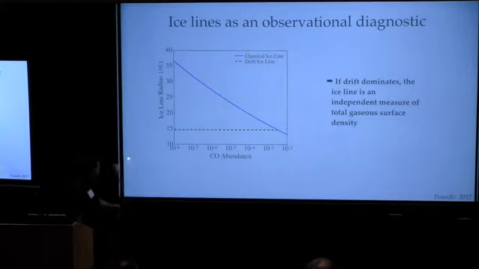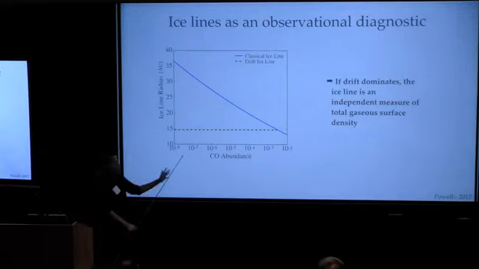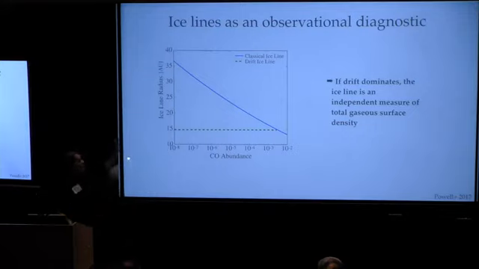What's nice about this is that as you vary CO abundance, your drift ice line stays the same. While your ice line that you calculate from balancing adsorption and desorption flux onto a grain moves inwards as you increase CO abundance, your drift ice line is constant. So if drift is important, the ice line is an independent constraint on disk surface density.